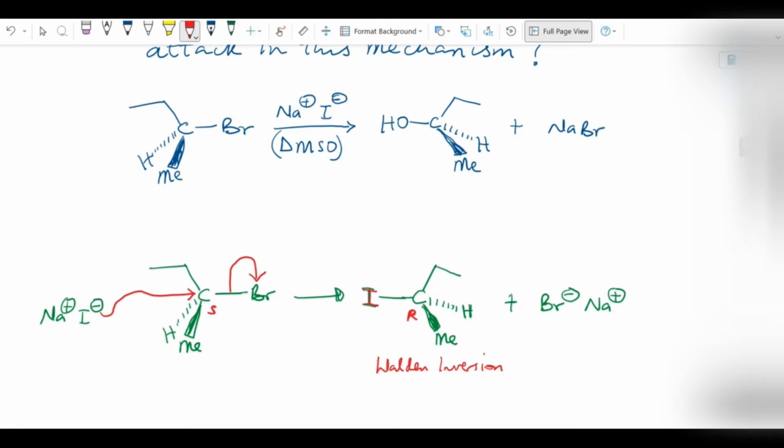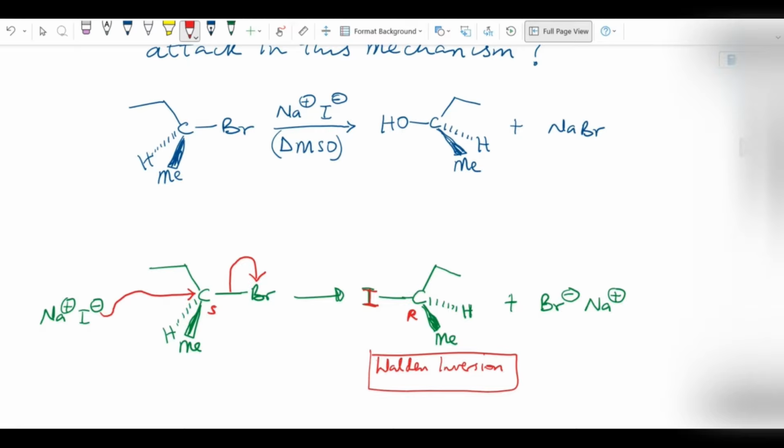So now that we have the iodine attached, we want to maintain the tetrahedral arrangement of that sp3 hybridized carbon. So if the iodine attaches from this side, now the other substituent will be pushed towards the other side. It will rearrange itself such that it maintains the tetrahedral arrangement. And this will lead to what we call Walden inversion. So that's why SN2 reaction or SN2 mechanism always leads to inversion of configuration.